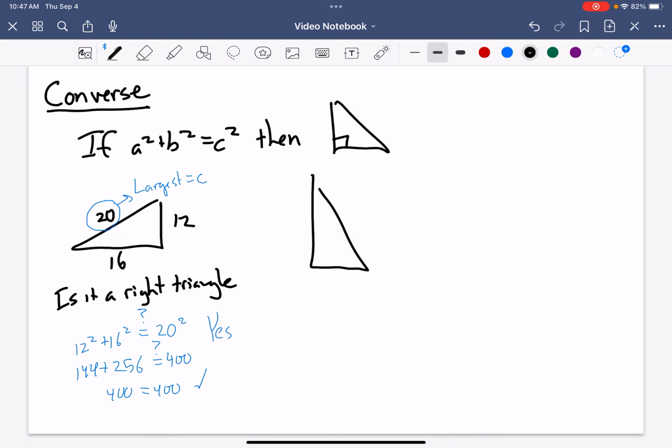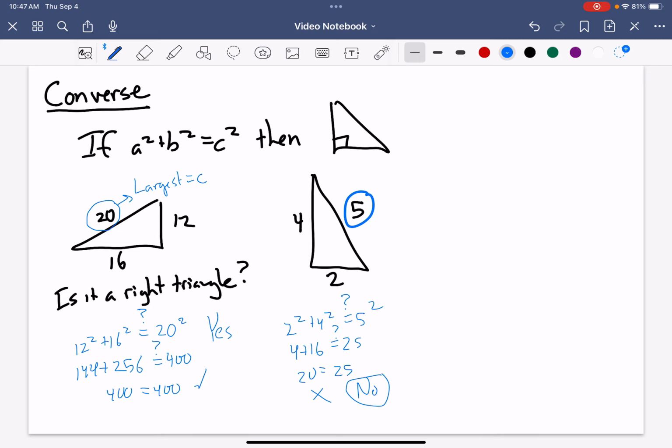Say I have a triangle that is 2, 4, and 5. Same question. Is it a right triangle? Well, again, identify the largest one. That one's got to be c. So I will go with 2 squared plus 4 squared is equal to 5 squared. Again, with a question mark, because I don't know if this is the case. This is what I'm trying to find out. So I get 4 plus 16 is equal to 25. That's 20 equals 25. That does not work, so no, it is not a right triangle.